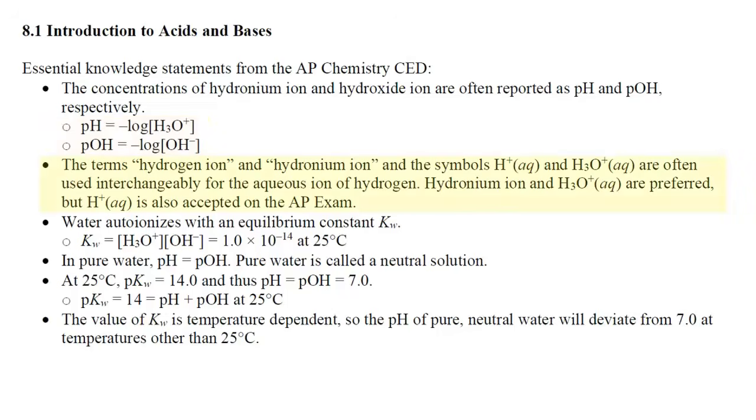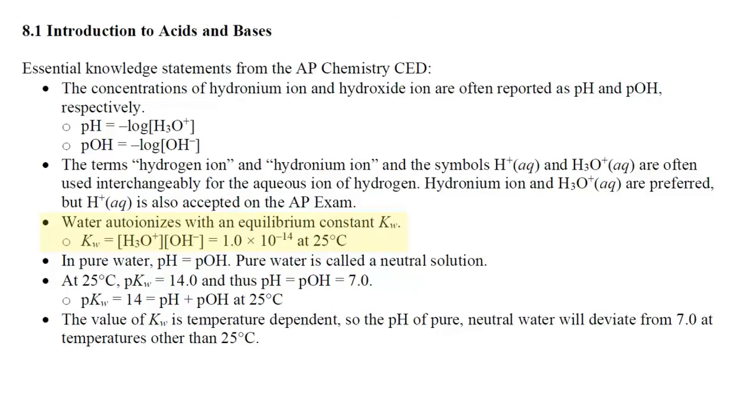The terms hydrogen ion and hydronium ion and the symbols H+ and H3O+ are often used interchangeably for the aqueous ion of hydrogen. Hydronium ion and H3O+ are preferred, but H+ is also accepted on the AP exam. Water autoionizes with an equilibrium constant Kw.